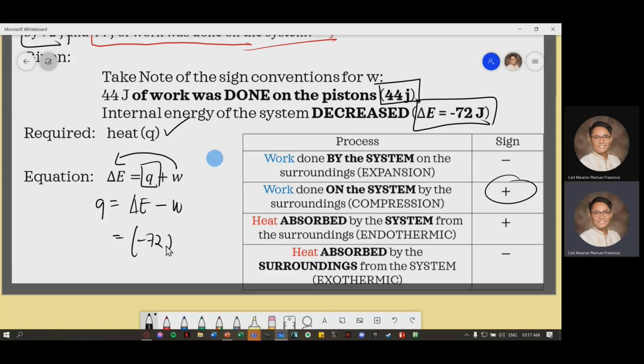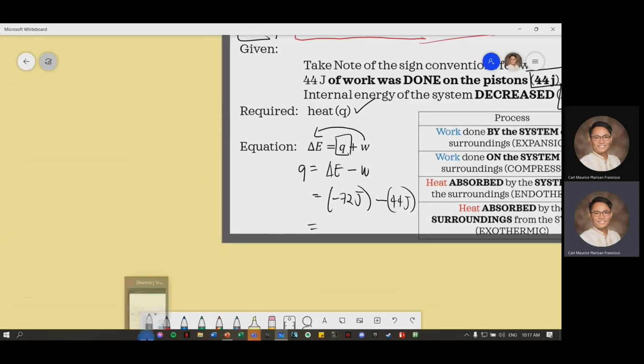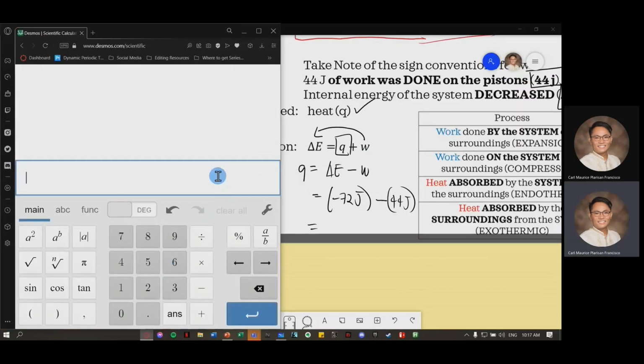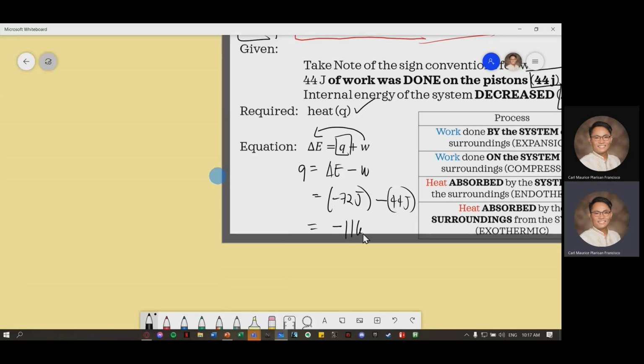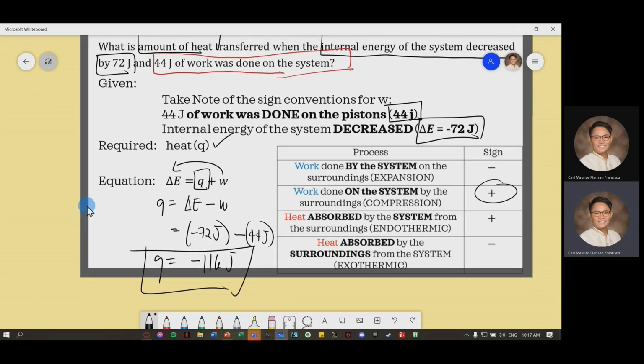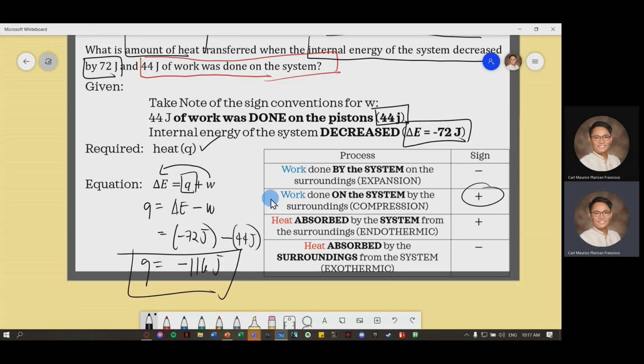So this will be negative 72 joules minus 44 joules for work. Okay, so input this now on the calculator. So this will be negative 72 minus 44 joules. We have negative 116 heat. Okay, so that will be the answer for this problem. That's it, it's easy. The equation is linear. We just need to make sure that the given follow our sign convention.